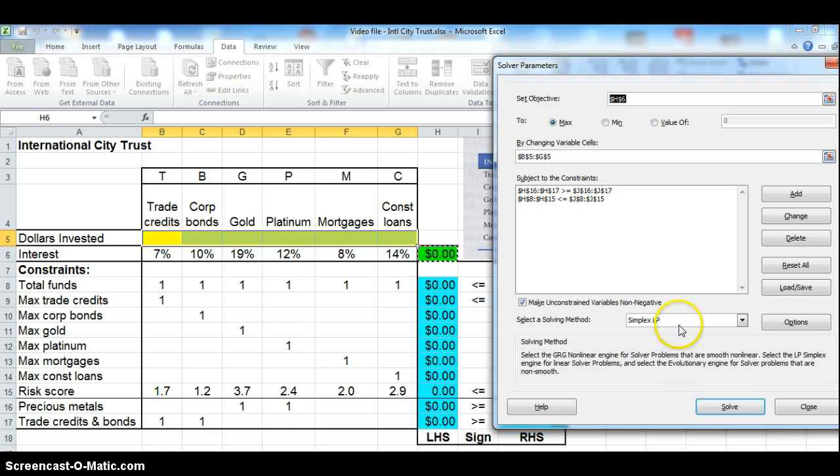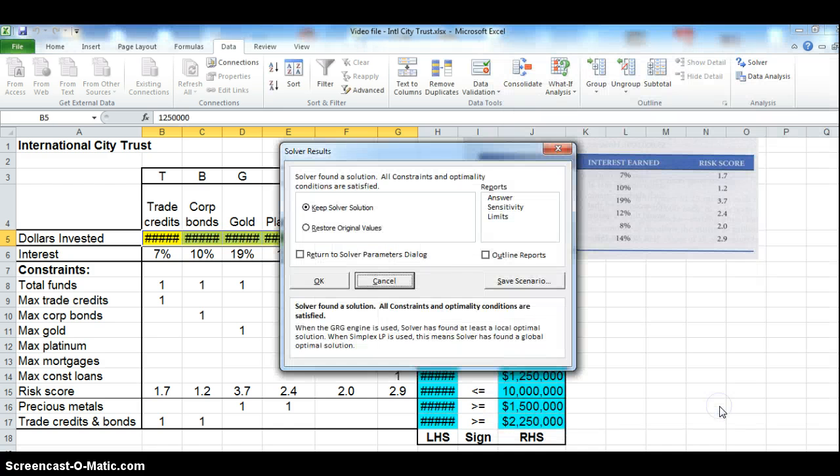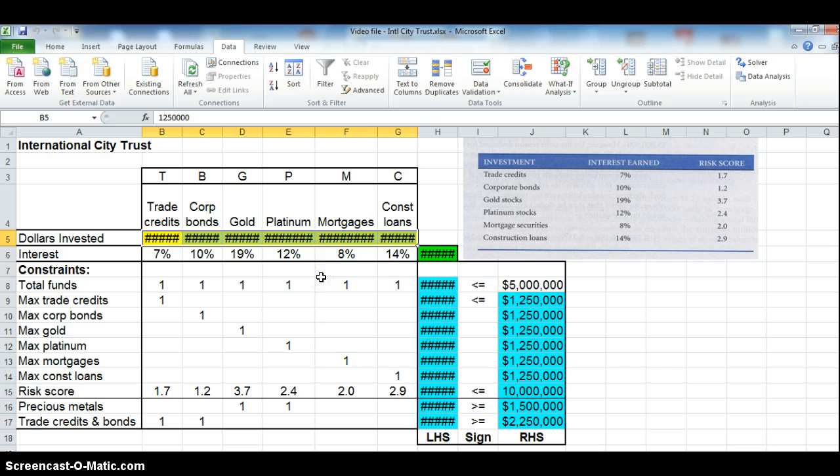You want to make sure that we're doing a simplex linear programming. Sometimes the default has changed on me as I've been working through the problems. So you want to make sure that the solving method that we're using is simplex. Go ahead and solve. We're going to tell it OK.